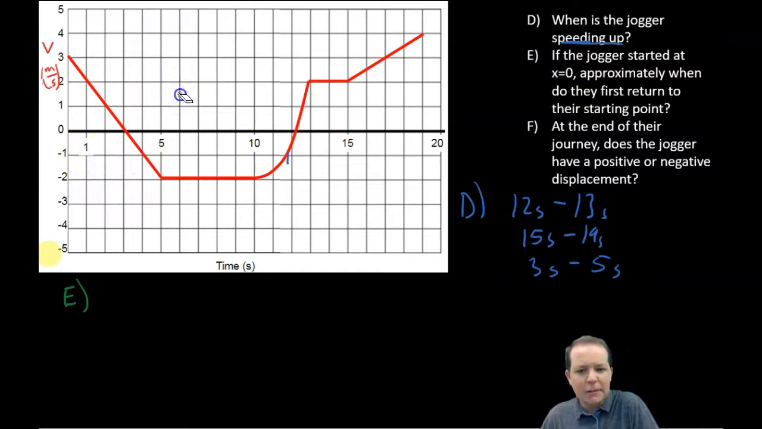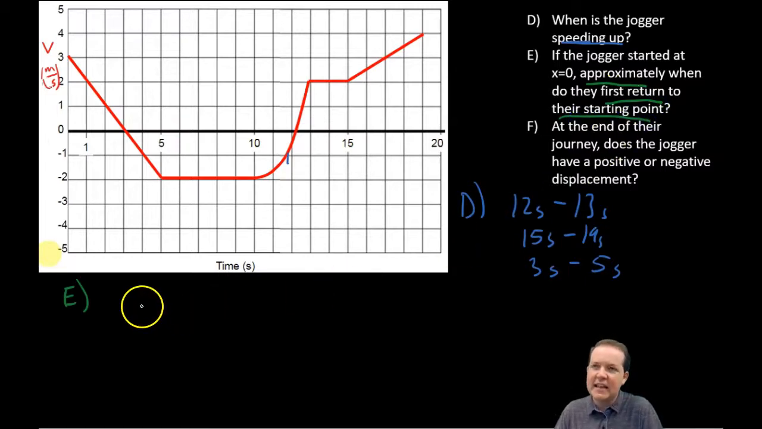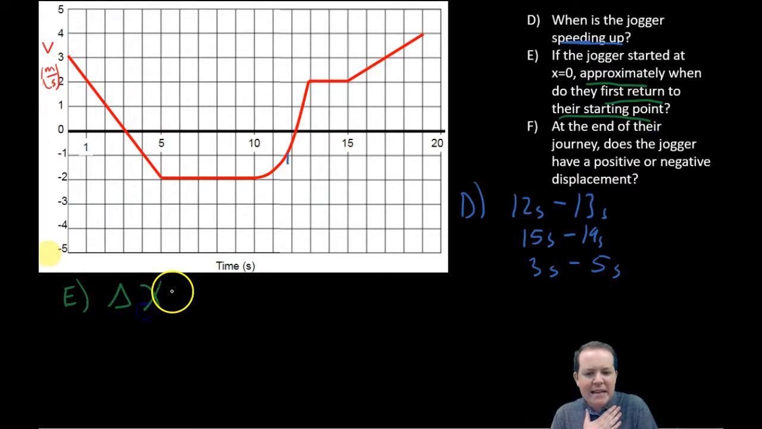So this is kind of a tough question and not really a math question, all right? I'm actually not going to do any calculations here. You could prove it, but I'm not going to, because it says the word approximately. Okay, it's asking when they first return to their starting point. What does that mean in a physics sense? If you return to where you started, that means your displacement is 0.